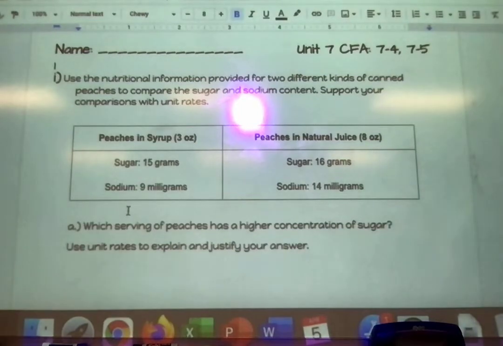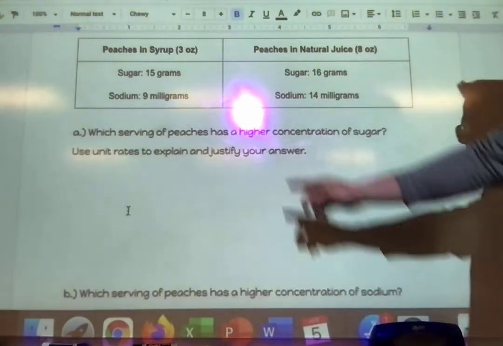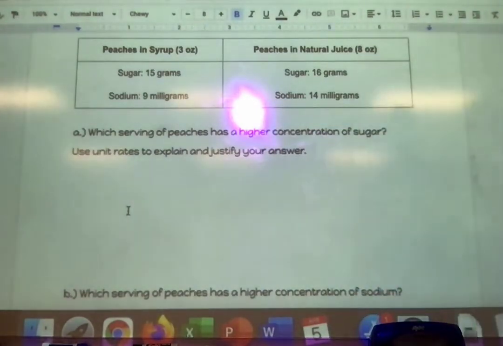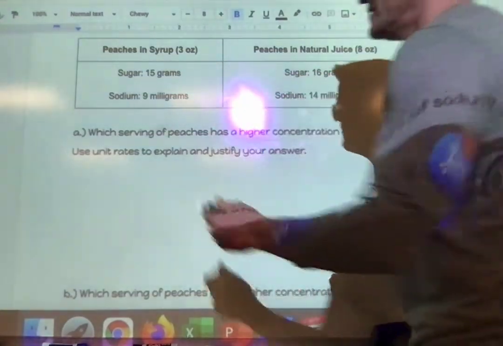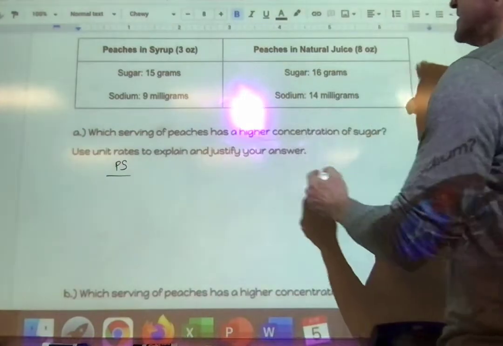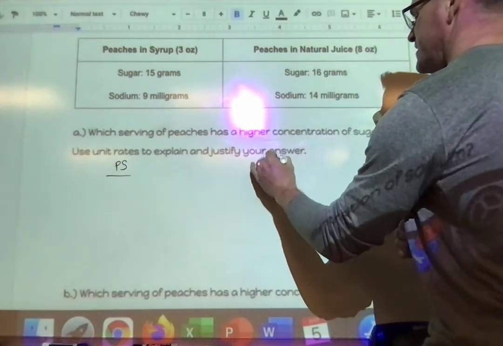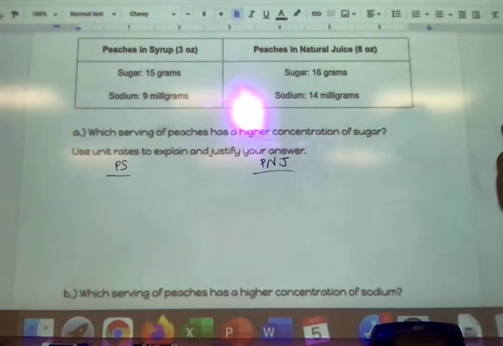Okay? All right, so the first one here, scroll up here. We're looking at which serving of peaches has a higher concentration of sugar. And we have to use those unit rates to explain and justify. So which one has a higher concentration of sugar? So I'm going to do a little labeling here. I'm going to call this peaches and syrup, PS, and then we'll go P and J here, peaches and natural juice, just to be organized and to be able to justify some things.